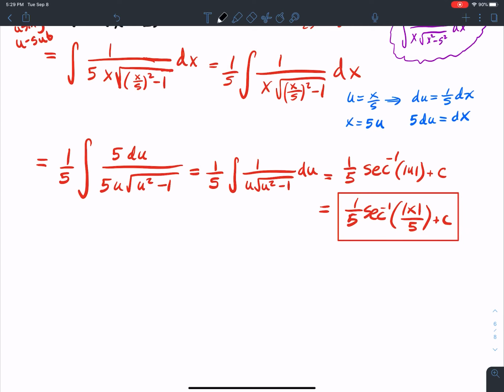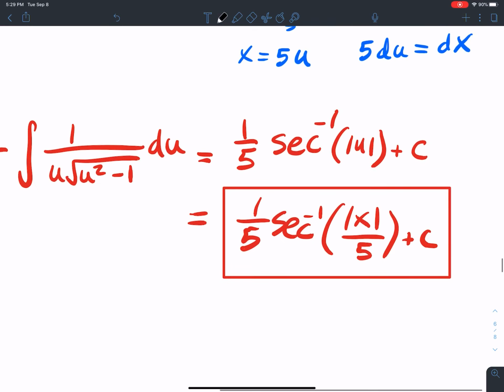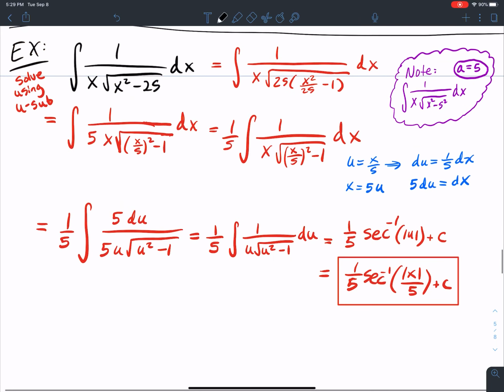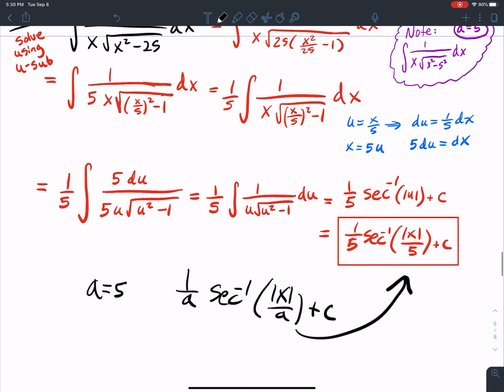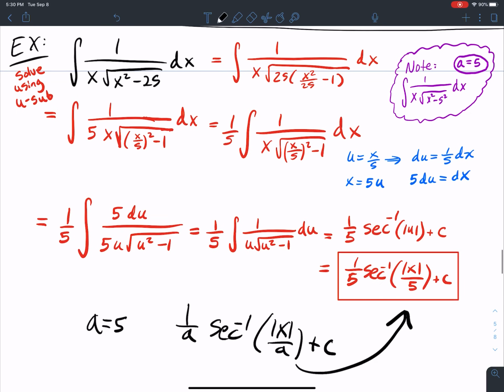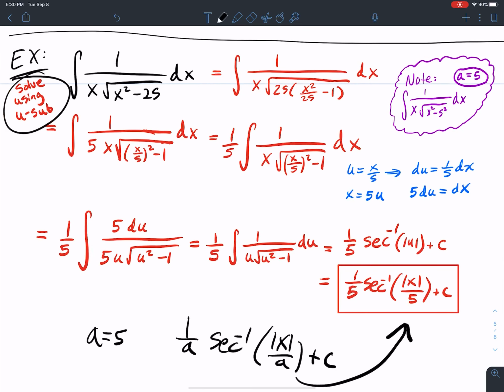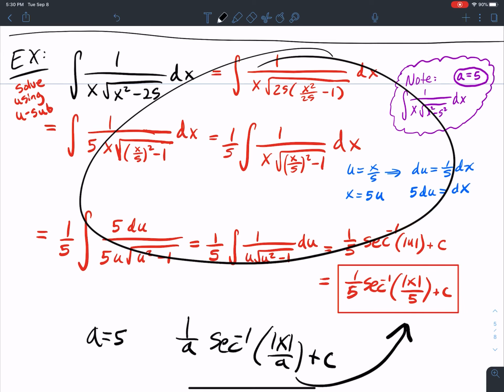So this becomes my answer right here. All right? And so once again, with an a equal to 5, then that 1 over a secant inverse of absolute value x over a plus c becomes this right here. So that's the shortcut way, but if I ask you to solve through the U substitution way, then I want to see this work here. Okay?